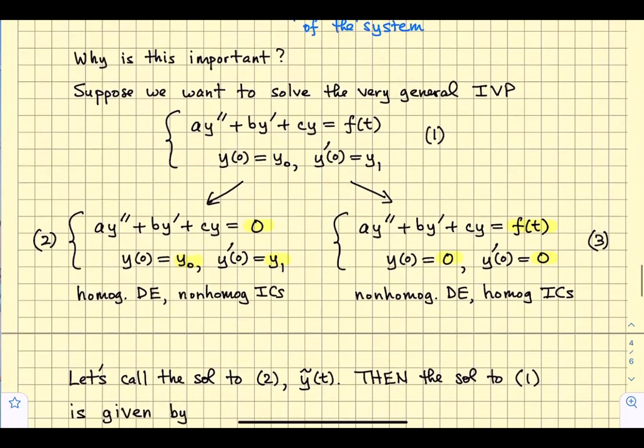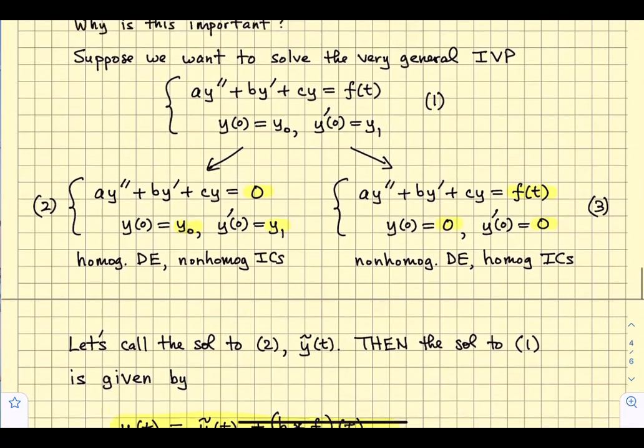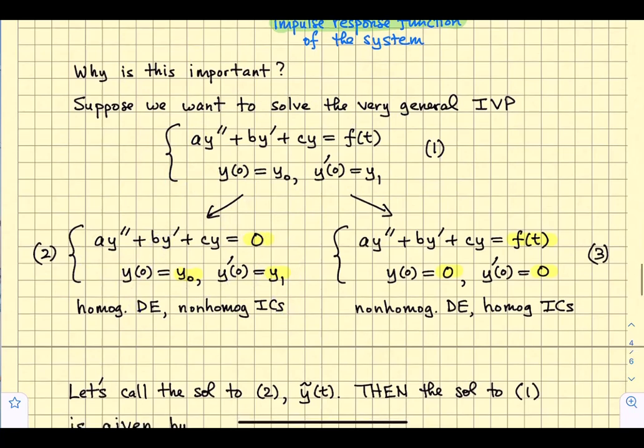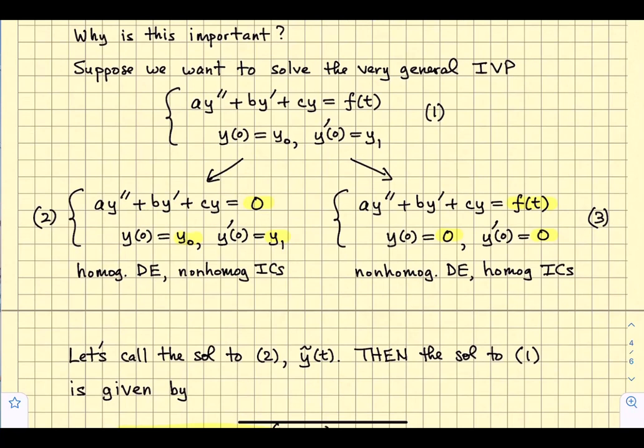Now, let's call the solution to problem 2. We need a way to talk about this. We don't want to say the solution to this problem is different than this problem is different than this problem. So we'll call the solution to our overall guiding problem y. We need a way to talk about the solution to this, and the book uses y tilde, so why don't we call the solution to equation 2 y tilde?